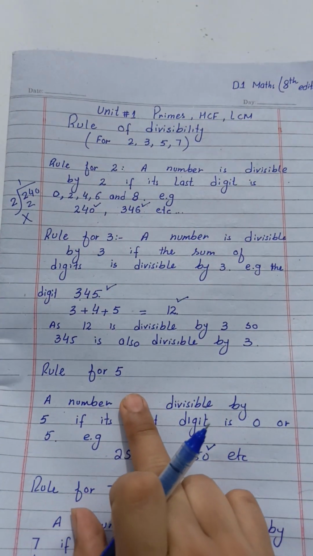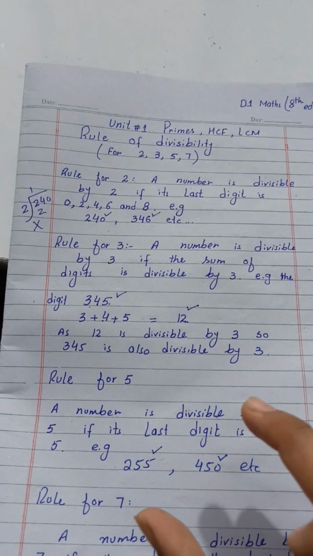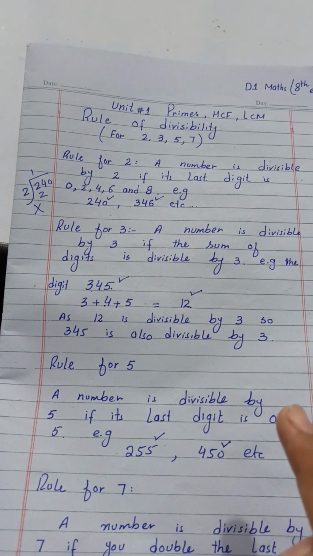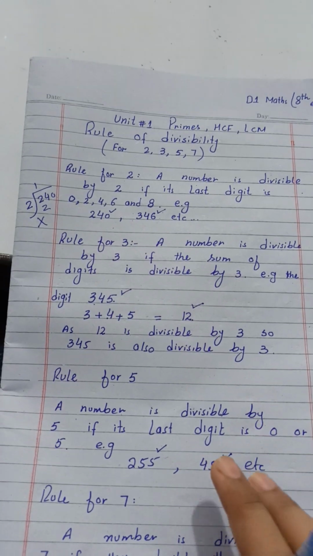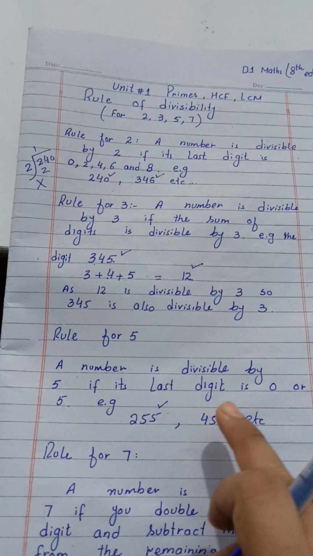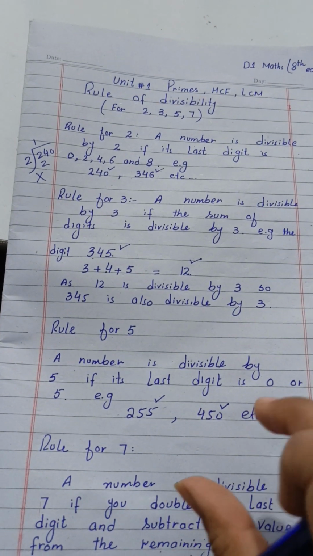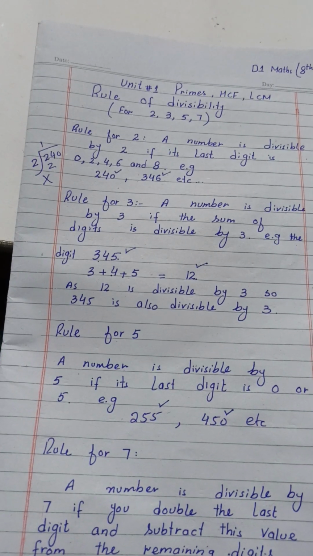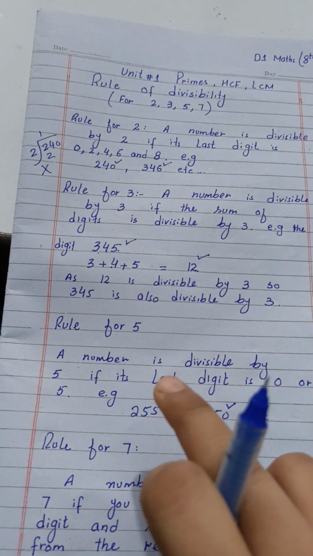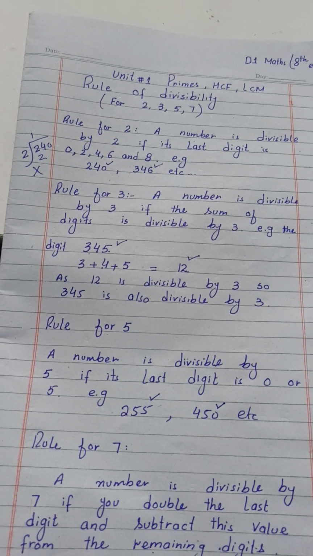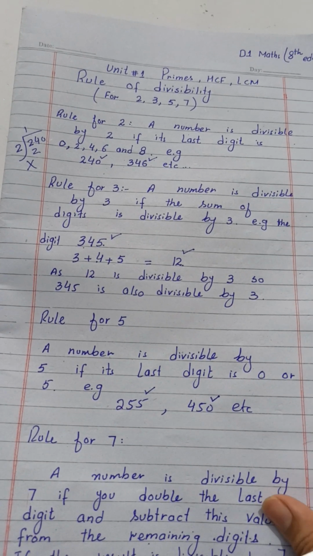And what is the rule for 5? A number is divisible by 5 if the last digit is 0 or 5. Clear? And what is the rule for 7? In case of 7, we will double the last digit. We will double the last digit and the result is subtracted from the remaining digits. If the answer is divisible by 7, then the number is also divisible by 7.